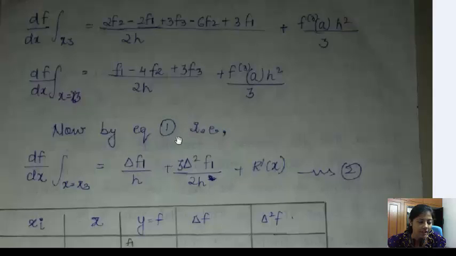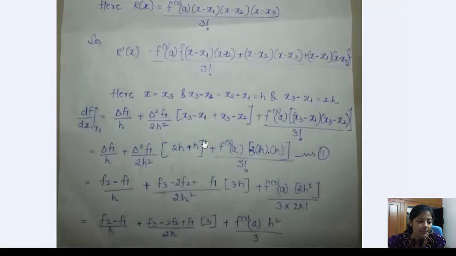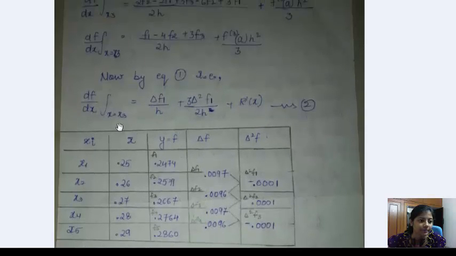Now by equation 1, so what's equation 1? This one. By equation 1, we get df by dx at x equal to x3 is equal to forward difference of f1 by h plus 3 times the second forward difference by 2h plus the relative error. Now in this equation we need to find the forward difference of f1 and the second forward difference of f1.